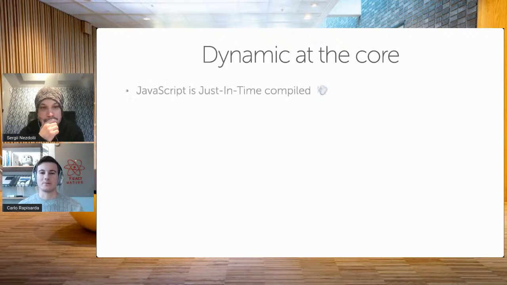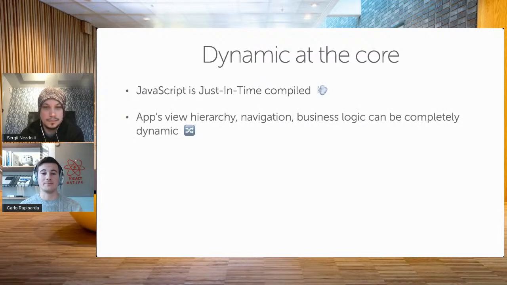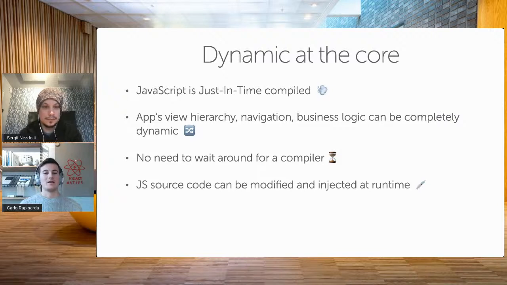Now, a cool consequence of using JavaScript is that JavaScript is just-in-time compiled. And this means that most of our app's code can be completely dynamic and defined at runtime. We don't have the constraints of a compiled language. So you can modify your source code and inject it while your app runs on a mobile device. Now, you might not want to do this in production, but it becomes super powerful during development.